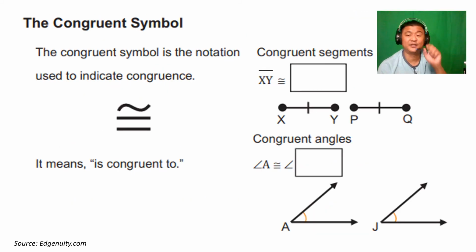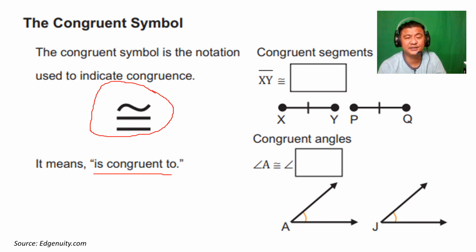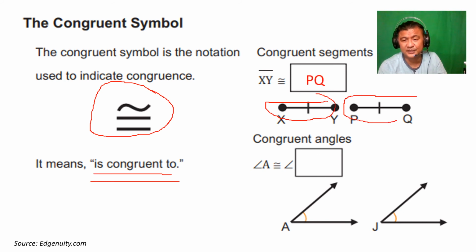Now, remember our congruent symbol? We've seen this a while ago. How do you read that? You read it as "is congruent to." So you could say this XY is congruent to segment PQ. What else? Angle A is congruent to angle J. This one, angle J. Got it? All right.